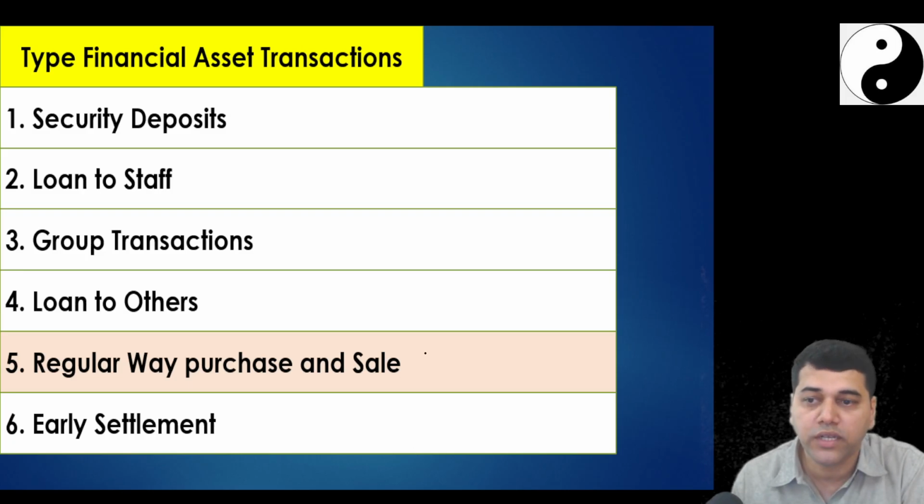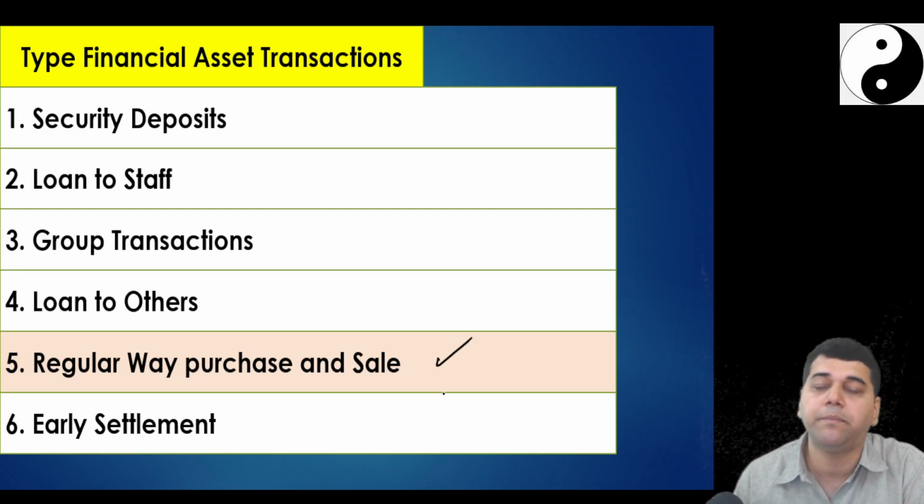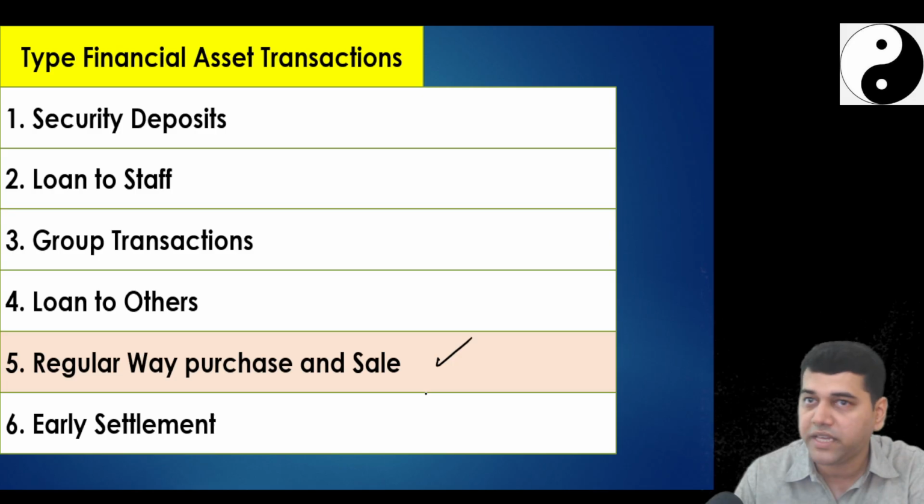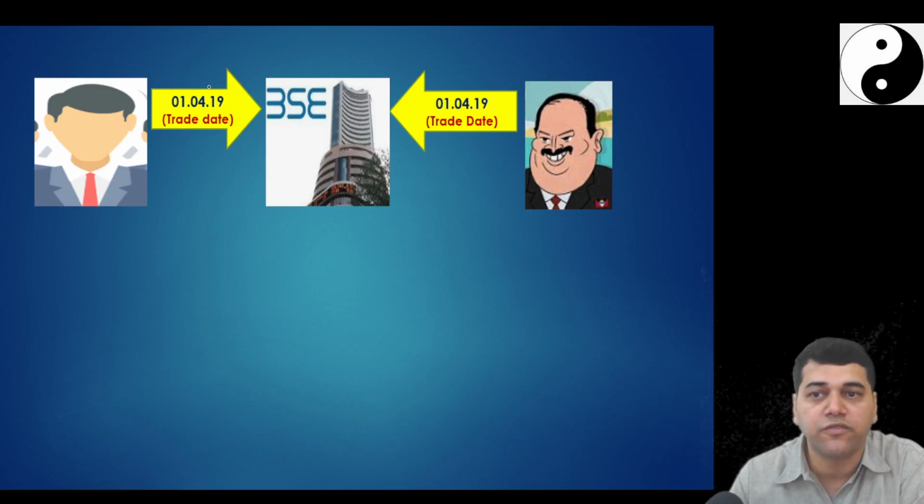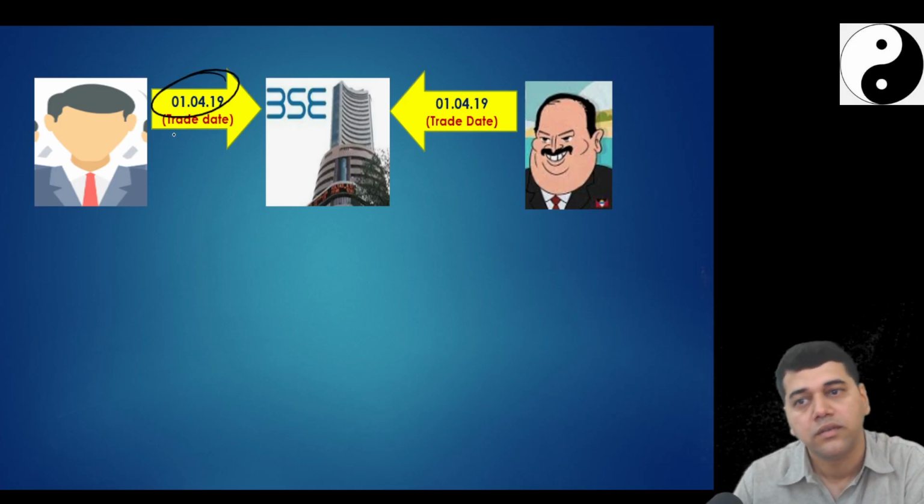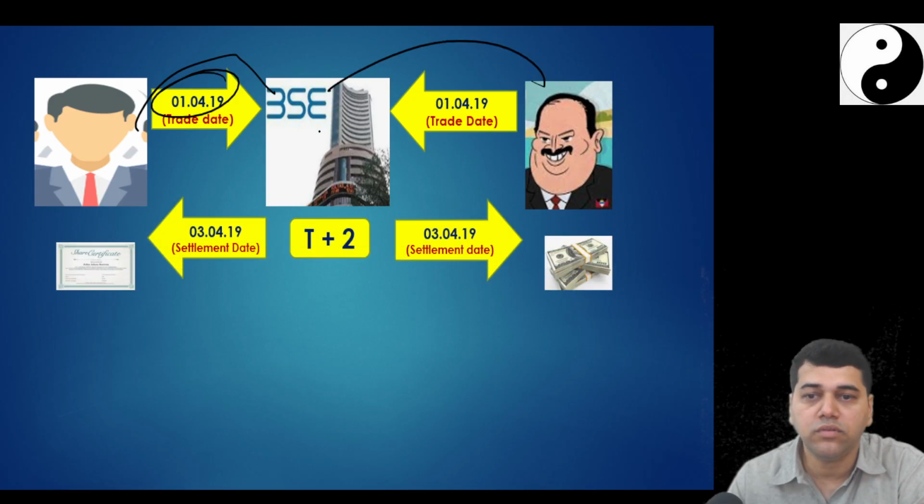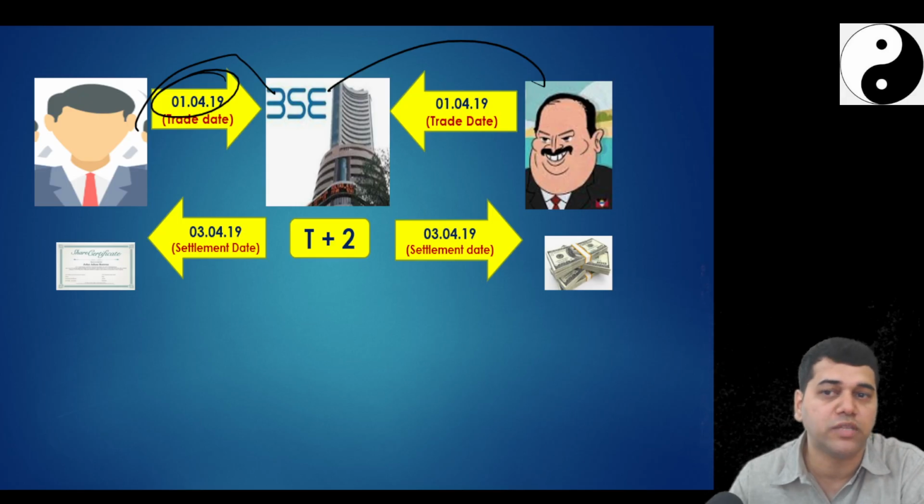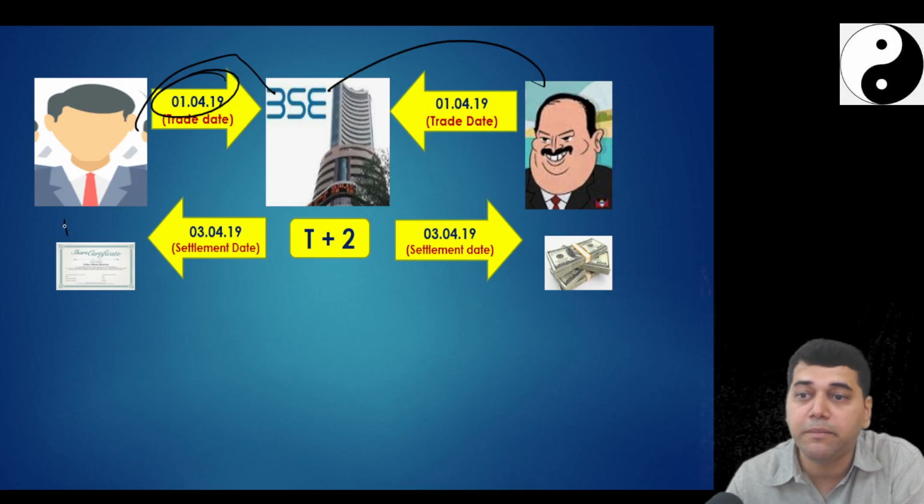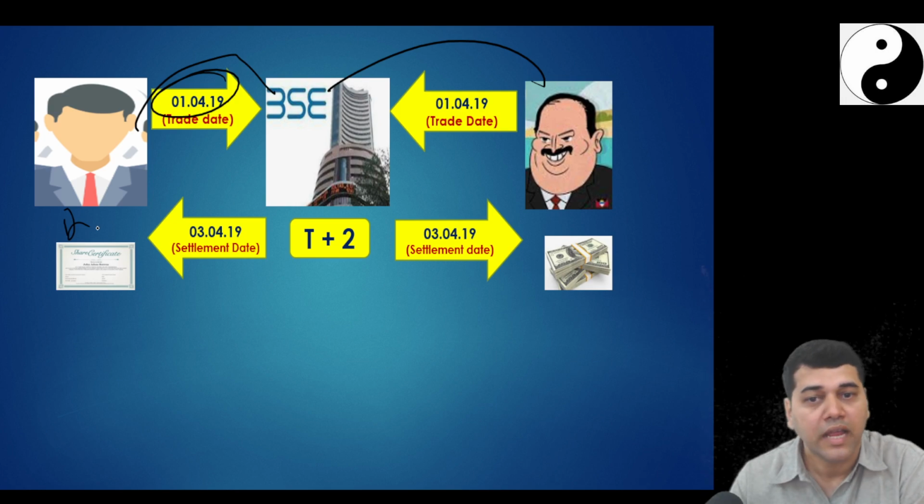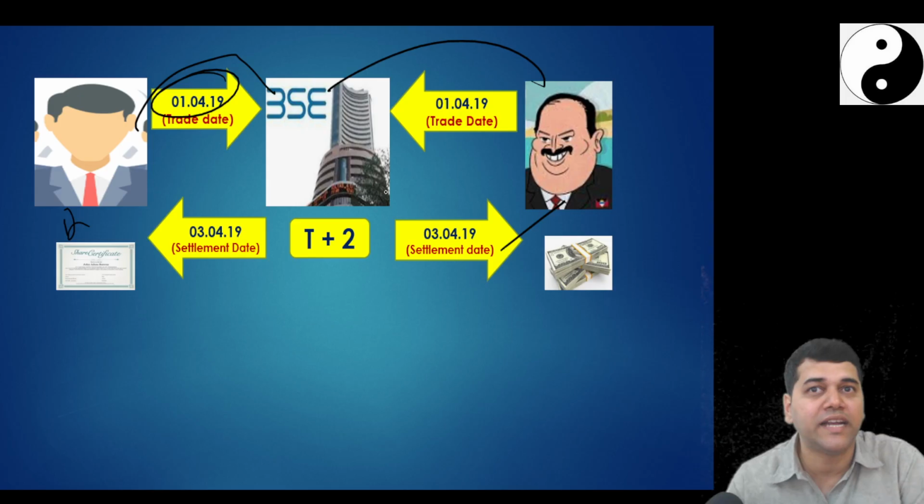Okay, so we will move to the next thing, called regular way purchase and sale. We will discuss the theory again. I told you previously that somebody enters on 1st of April. Somebody buys, somebody sells. Now, the settlement is T plus 2. That means on the third day, he will get the share certificate in the demat account, and on the third day he gets the cash. Immediately at the end of the day, he will not get the cash.